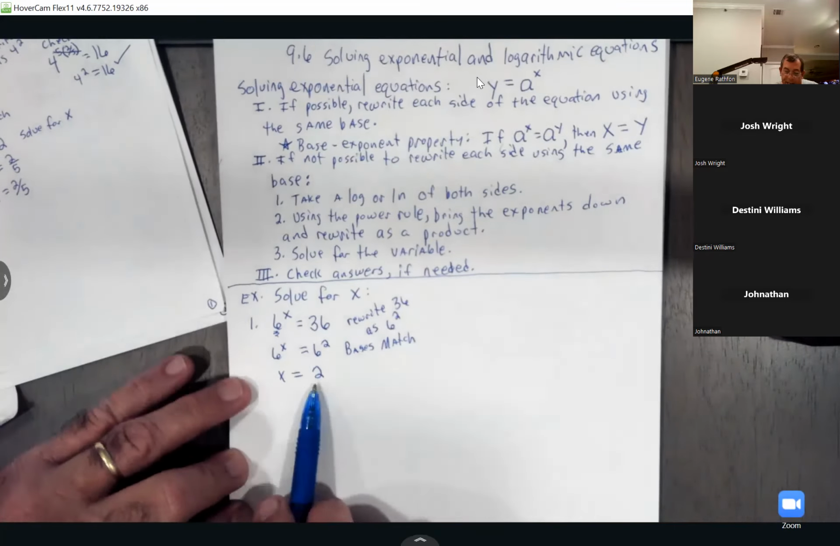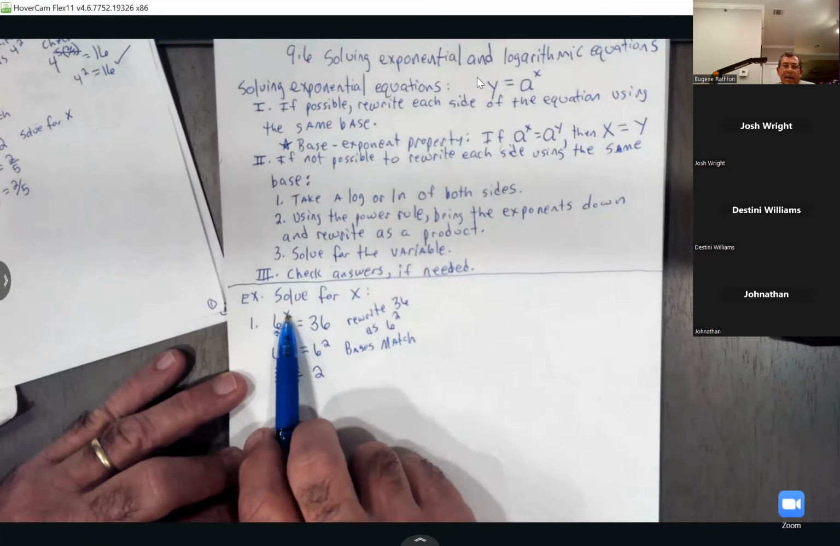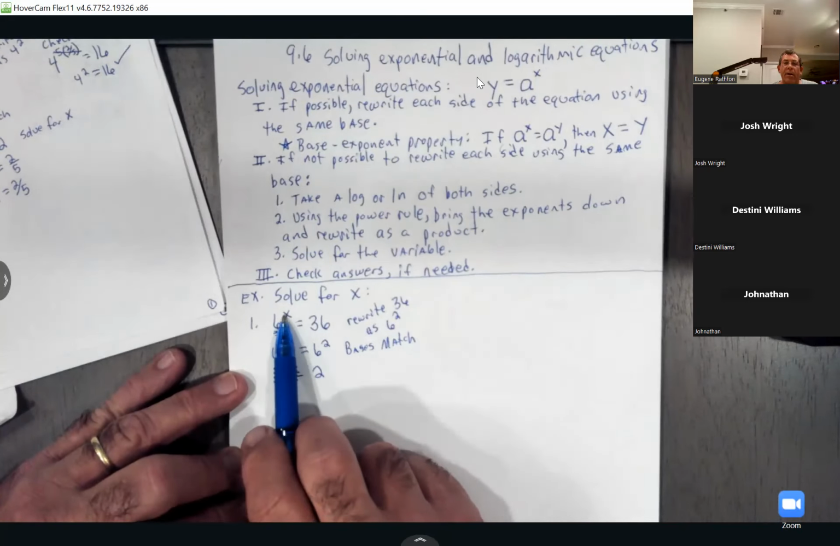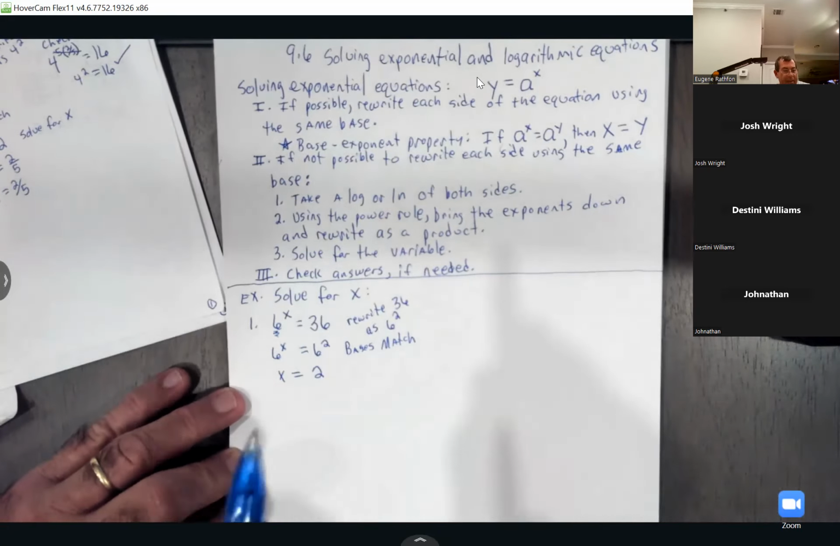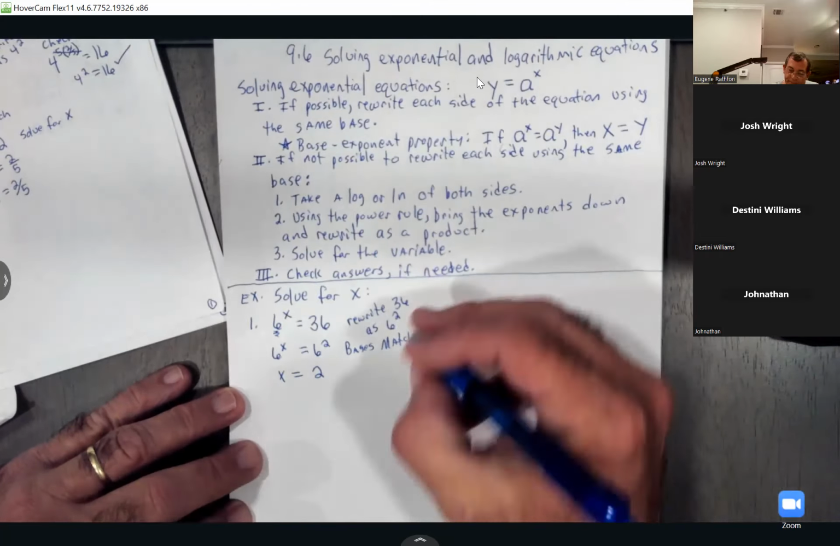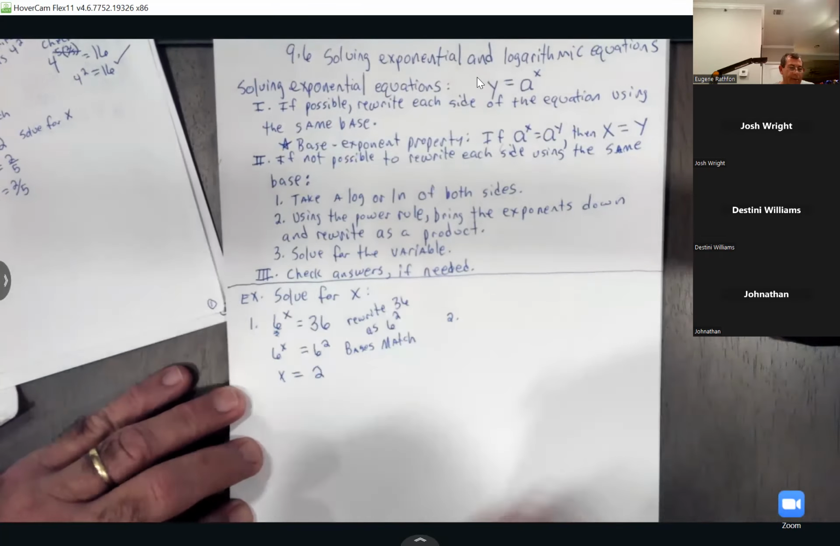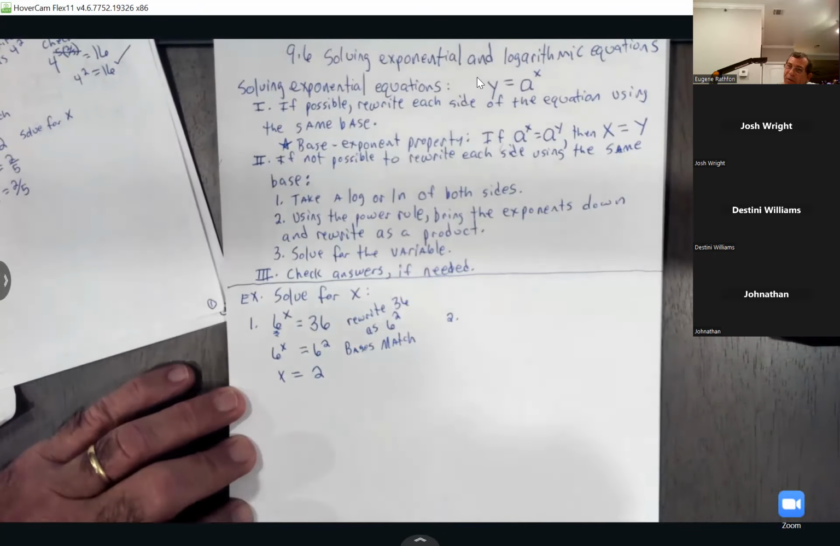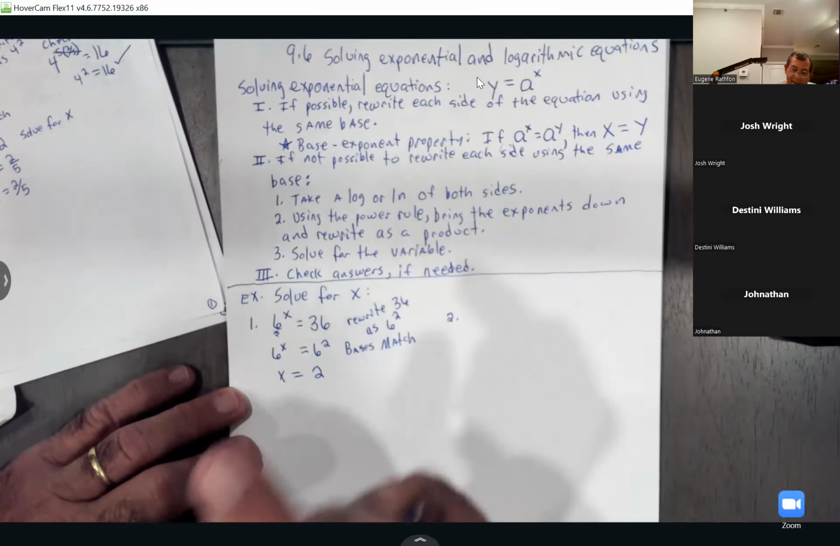And y'all, if y'all wanted to check that, put a 2 in for that original x. 6 squared equals 36. That is definitely true. So we know we got the right answer. So y'all, these aren't too bad if you can actually rewrite them with the same bases, okay?